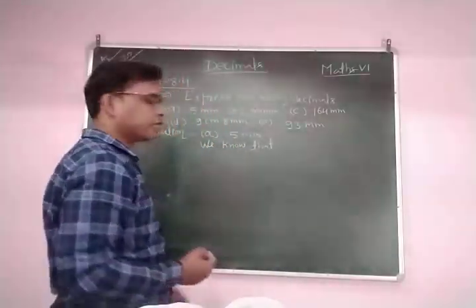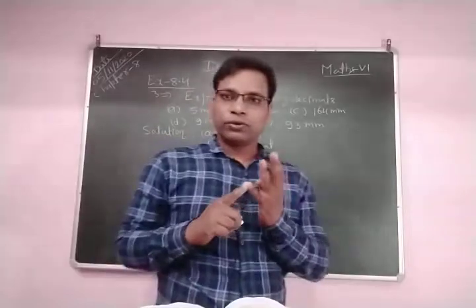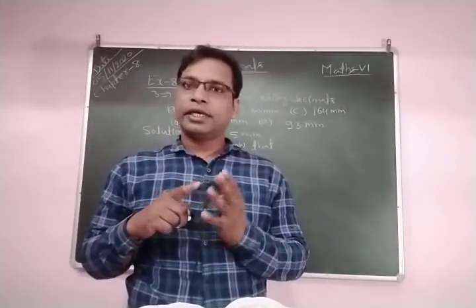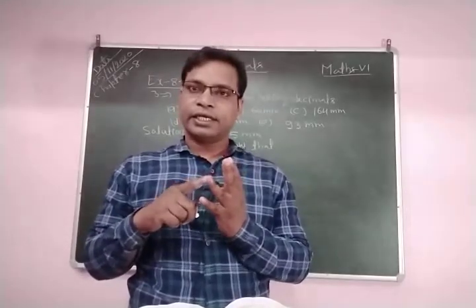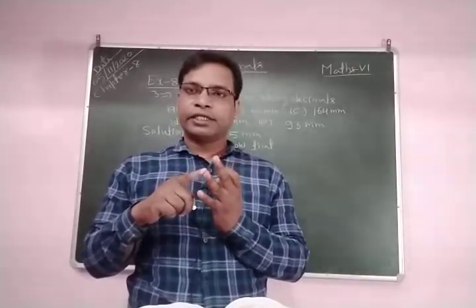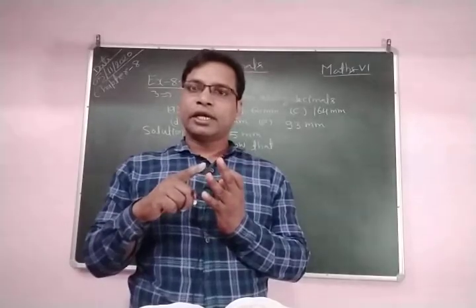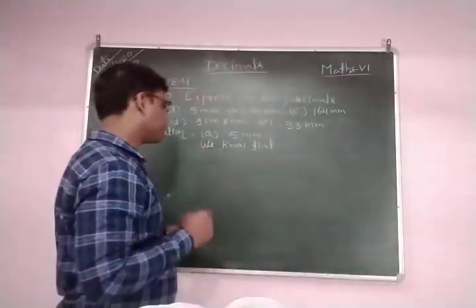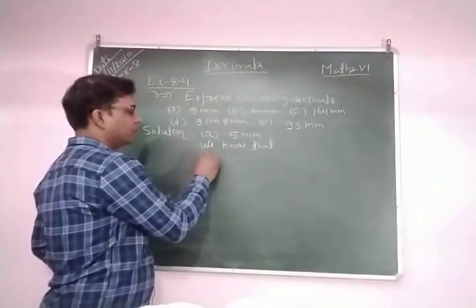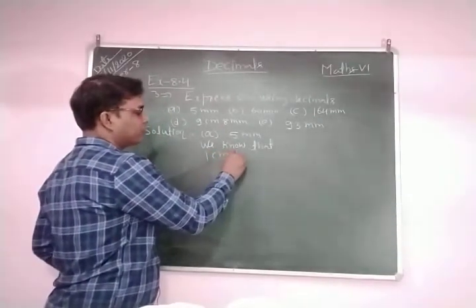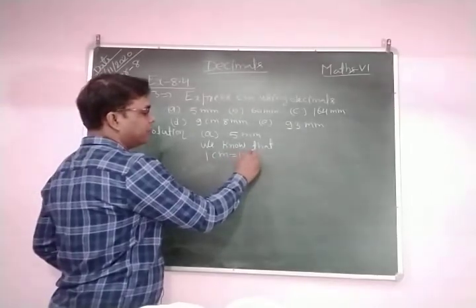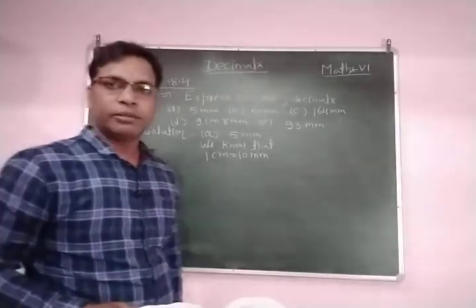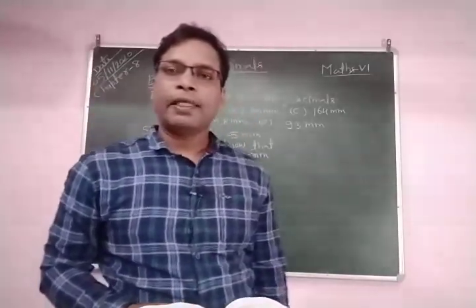Because you know very well: kilo, hecto, deca, meter, deci, centi, milli. After centi we have milli. So you can say 1 centimeter is equal to how many millimeters? 10 millimeters. This cm represents centimeters and mm represents millimeters.